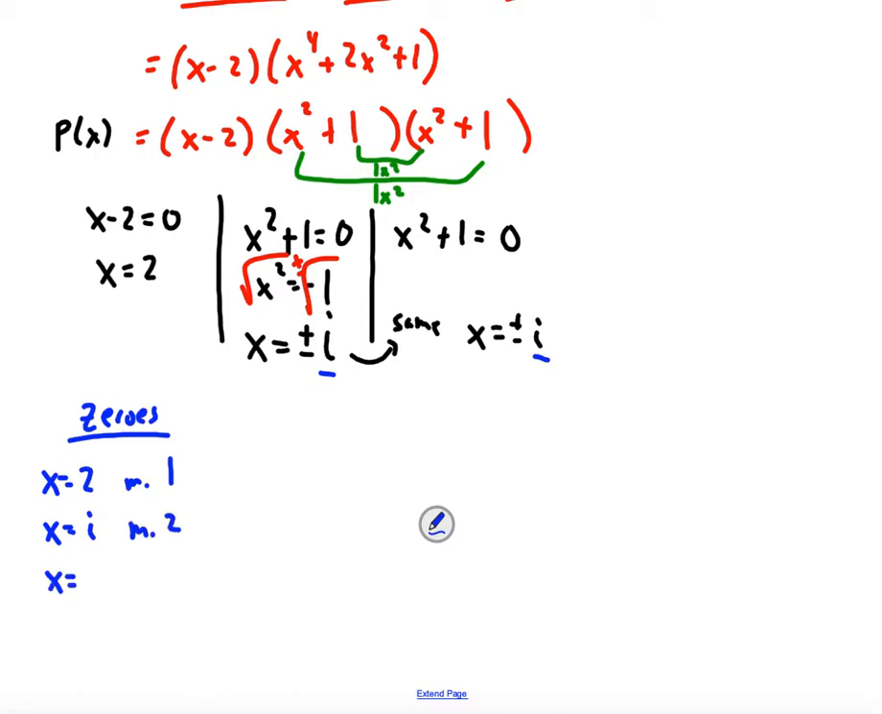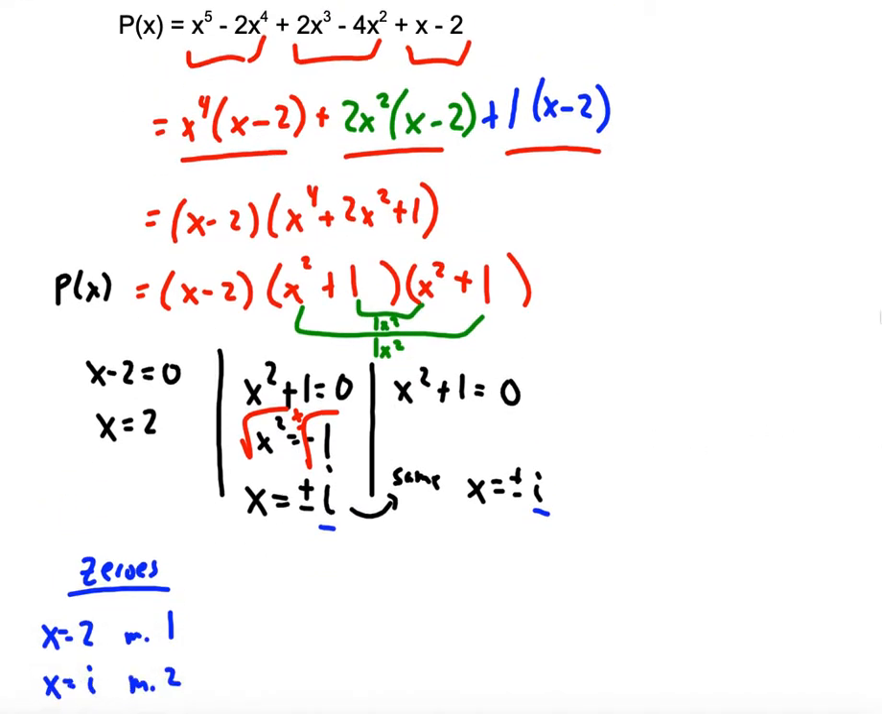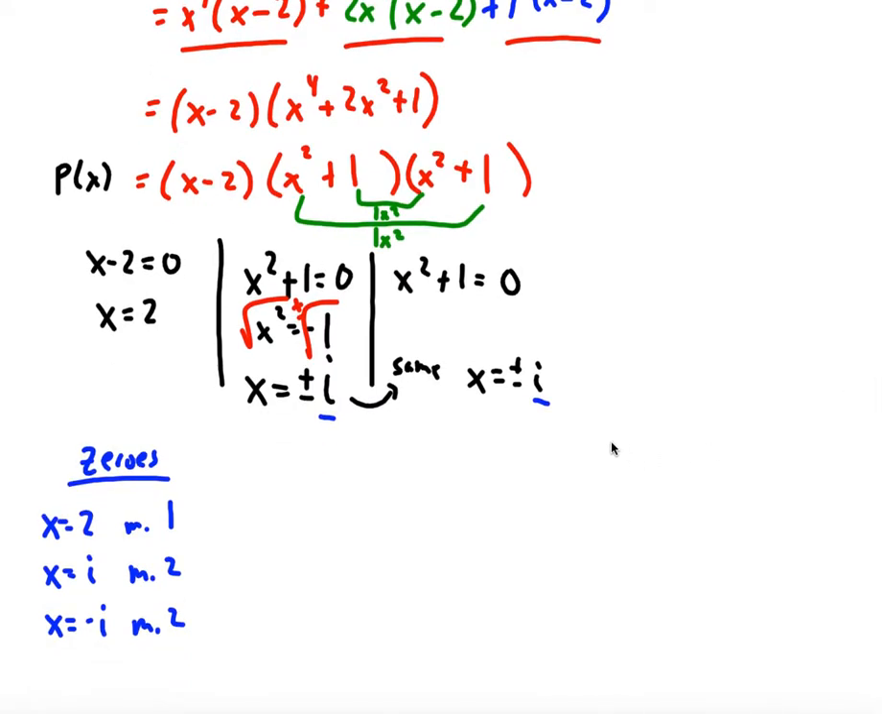And then we have x equals negative i, and that has a multiplicity of 2. So if you add them all together there, you get 5. So if you go back up there at the top, it was an x to the 5th, so we have our 5 zeros.